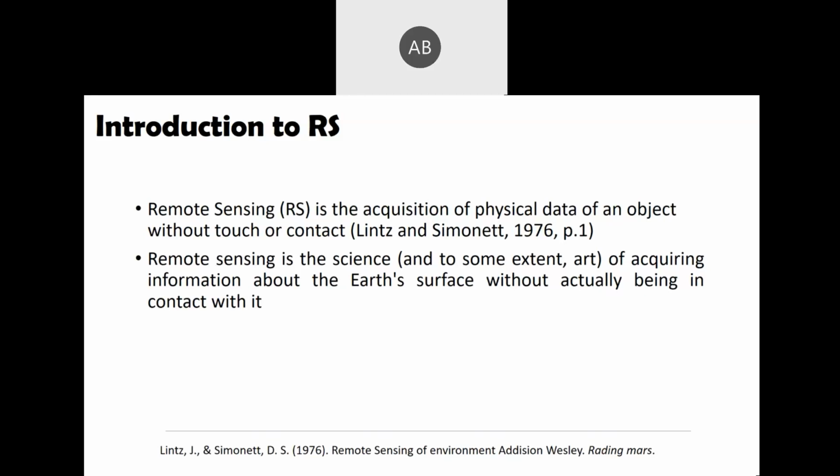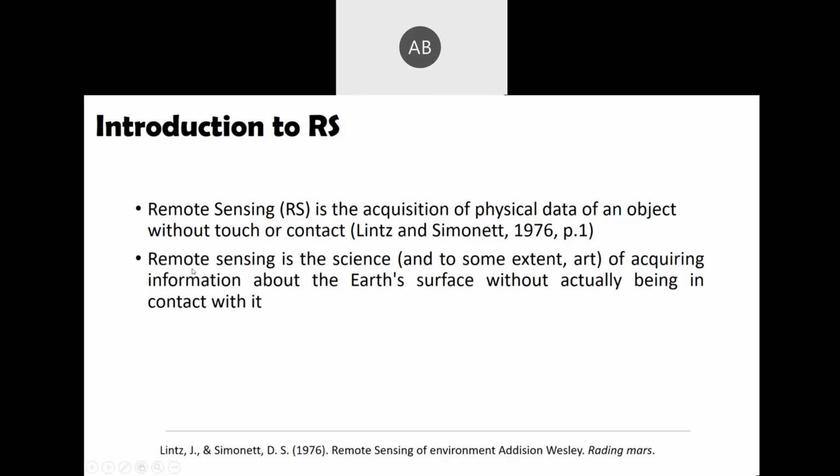As I showed you in the last class, you can collect photographs or images of the Earth from 1972 of any place, completely free of cost. You can go to the internet and download it. This has been possible by the series of satellites known as Landsat, which are part of remote sensing satellites. The definition originated in 1976 from Lins and Simonett, who said that remote sensing is the acquisition of physical data of an object without touch or contact. This is what we have been discussing.